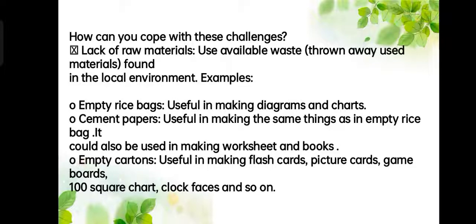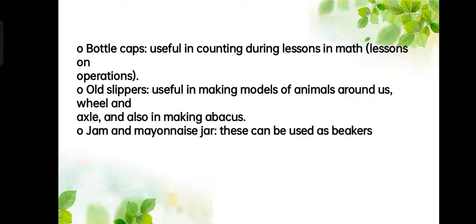And square charts, clock faces, and so on. You can draw clock faces on it for you to use for teaching. And the next is bottle caps, useful in counting during lessons in math. Yes, you can use it for example with grade 1, so they will enjoy it because of the bottle caps.